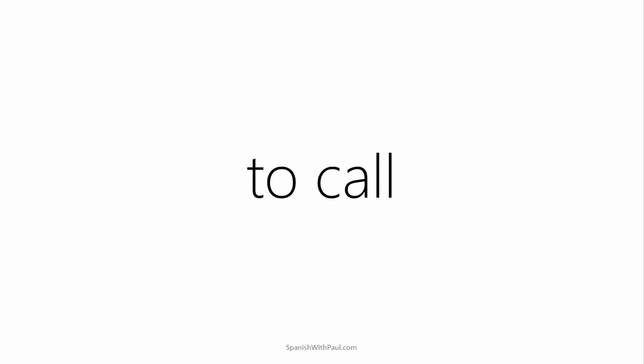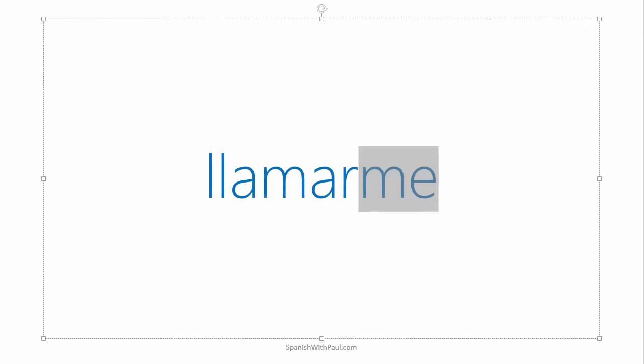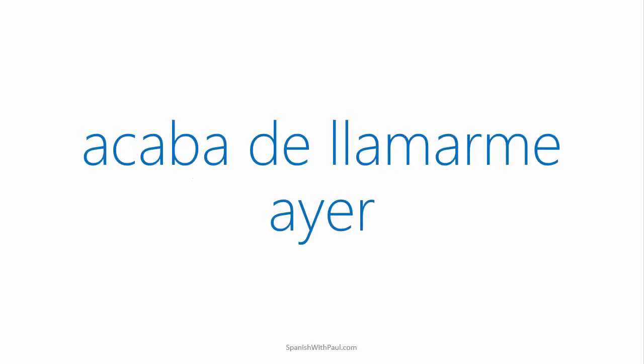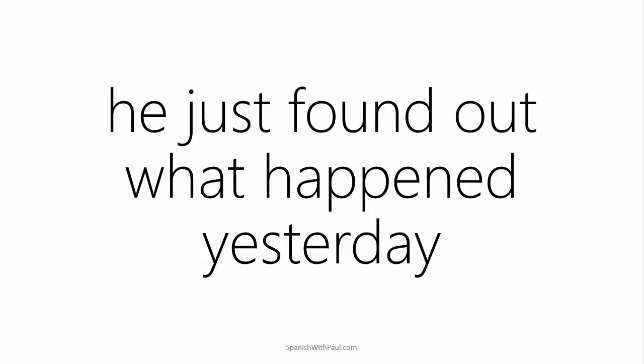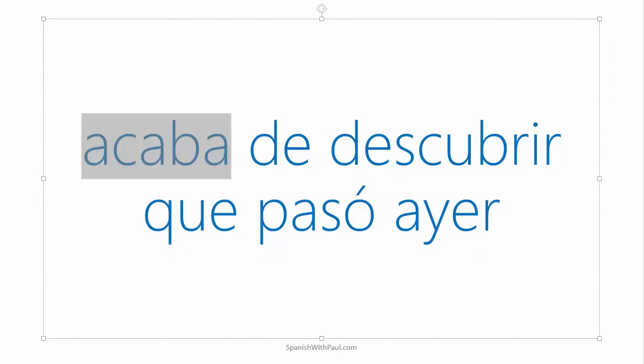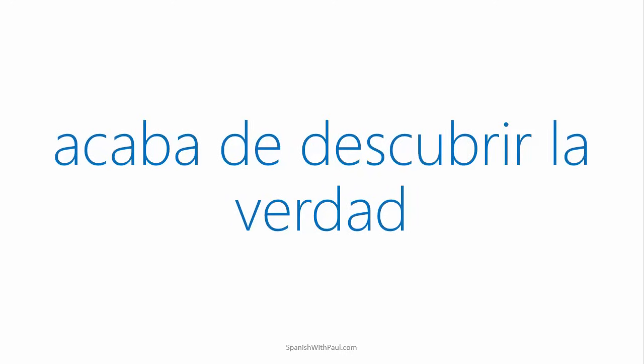What's the verb to call? Llamar. And how would you say to call me? Llamarme. Here we have the verb to call llamar, and we're tagging on me. Llamarme, to call me. Now try to say, she just called me yesterday. Acaba de llamarme ayer. What about this one? He just found out what happened yesterday. Acaba de descubrir qué pasó ayer. How would you say, he just found out the truth? Acaba de descubrir la verdad.